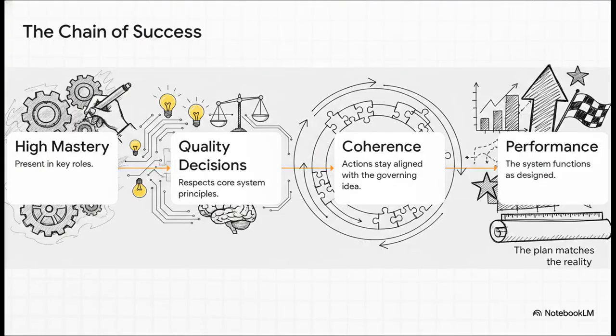In a system with high SMD, the chain reaction is pretty clear. You've got high mastery in key roles, which leads to high-quality decisions. Those good decisions create institutional coherence. All the parts of the government are actually working together. And that, of course, results in high system performance. The plan actually matches the reality.